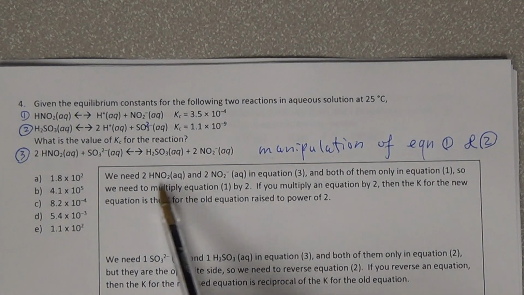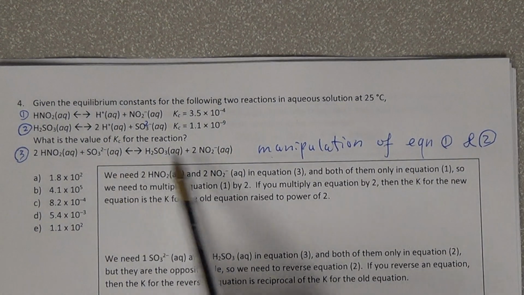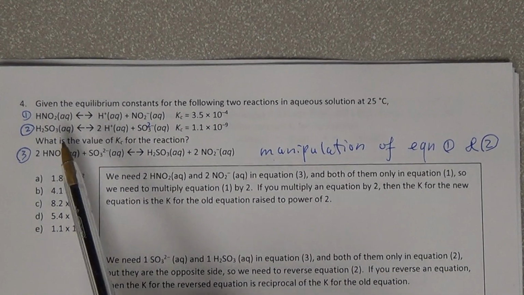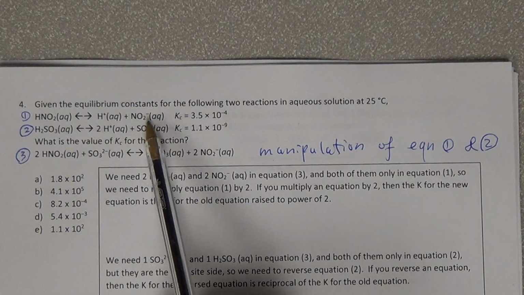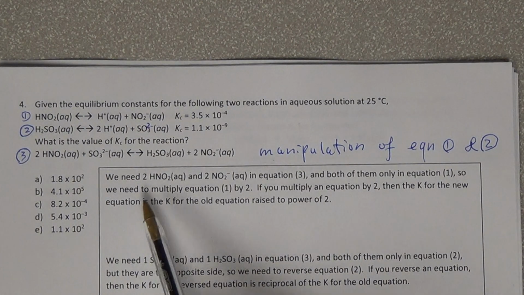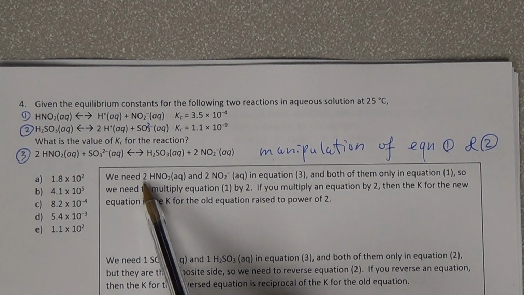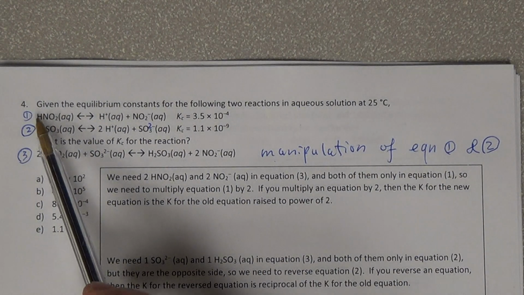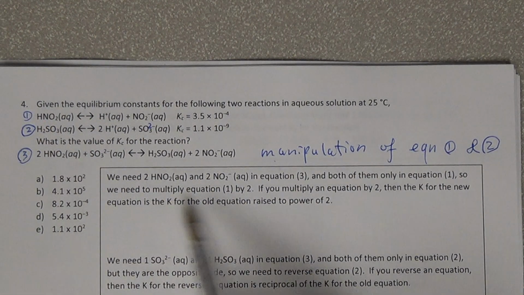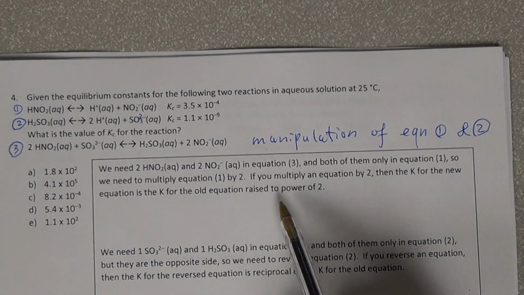And both of these two, they only appear in equation 1. In the right location. In equation 1, we have this HNO2 on the left, NO2 negative on the right. So they appear in the right location, but the number is not right. So we need 2 and 2. In equation 1, we have 1 and 1. So we need to multiply equation 1 by 2.